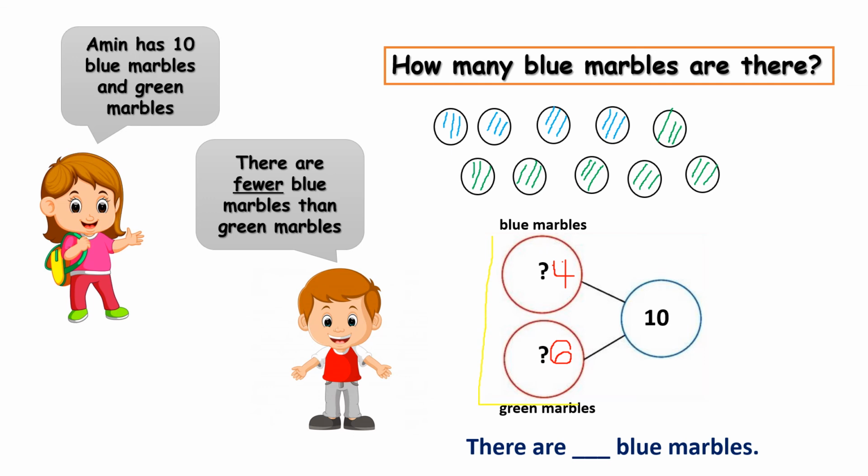Now by looking at the number bond, is the number bond correct? Are there fewer blue marbles than green marbles? Yes, because 4 is smaller than 6. So there are 4 blue marbles.